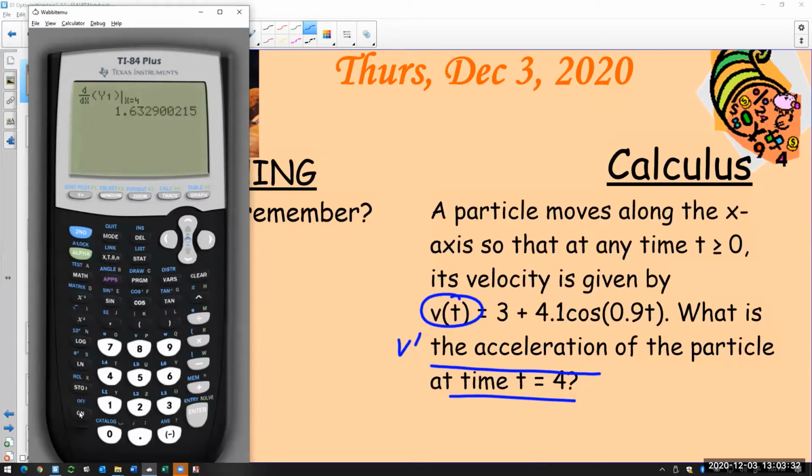I'm gonna reset my calculator. So how do you reset your calculator? I just had a second memory. Thank you. Just had a brain fart.